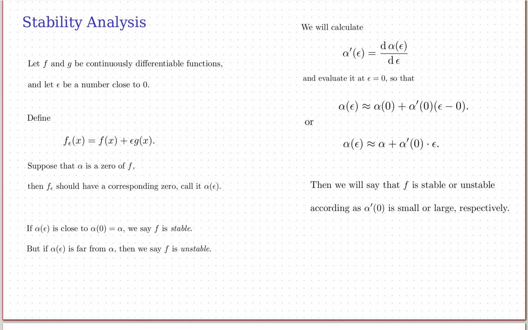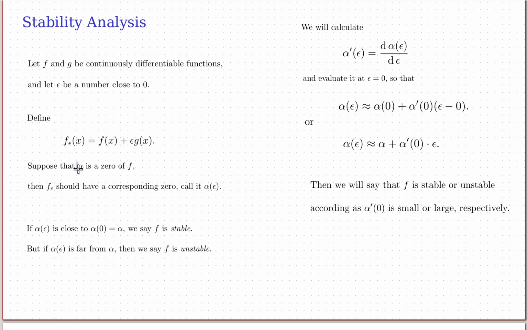To do this, we'll assume that f and g are continuously differentiable functions, and epsilon is a number close to 0, so a small number in absolute value. Then formally we define the perturbation of a function f by g as f sub epsilon, right, equal to f plus epsilon times g. And then you can increase the perturbation by increasing epsilon. And when epsilon is 0, then the perturbed function is just the same as the original function f.